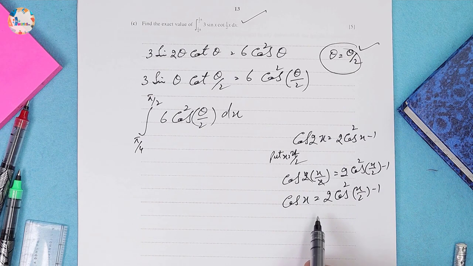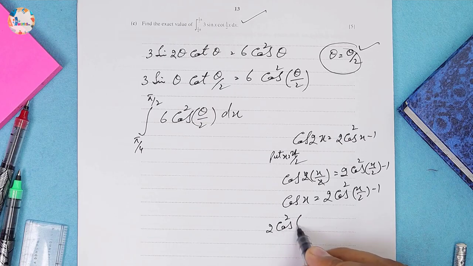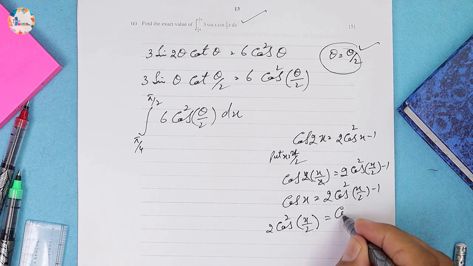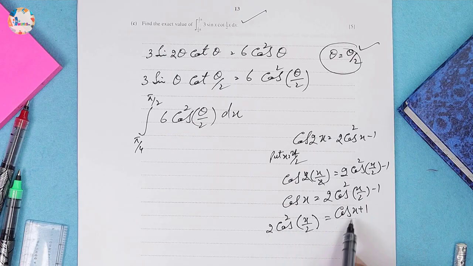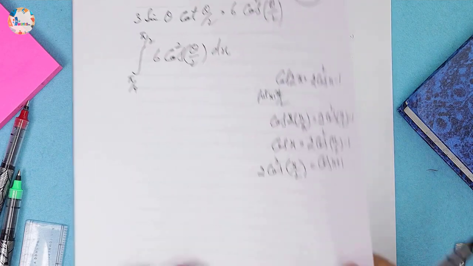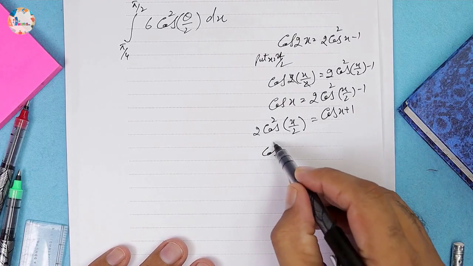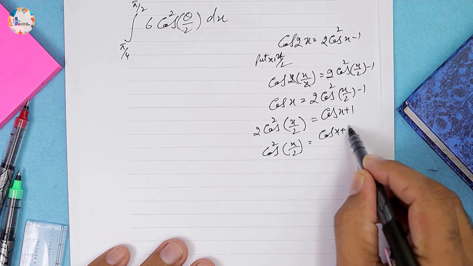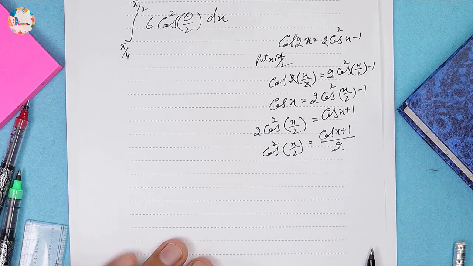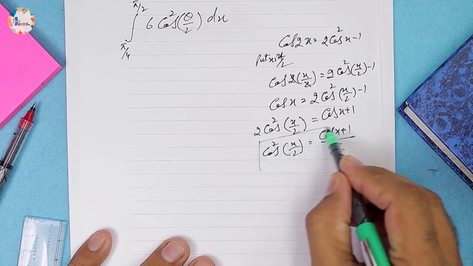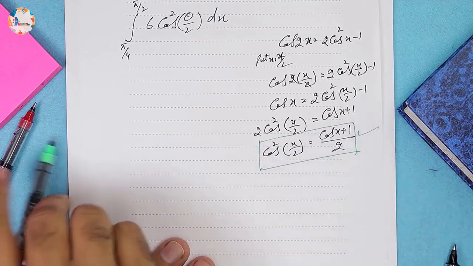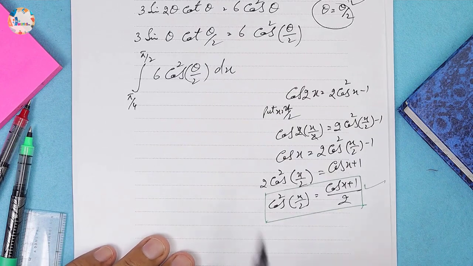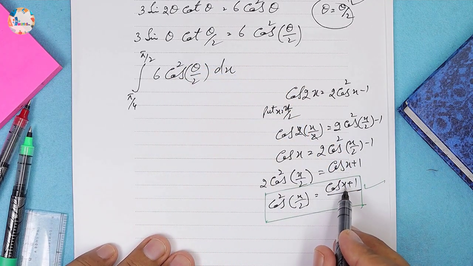And from here we can shift minus 1 to this side. So 2 cos square x by 2 is equal to cos x plus 1. And this 2 we can shift to the other side. So cos square x by 2 is equal to cos x plus 1 over 2, and this result we will be using. We will be using this result in this one, and cos square theta by 2 will be equal to cos theta plus 1 over 2.